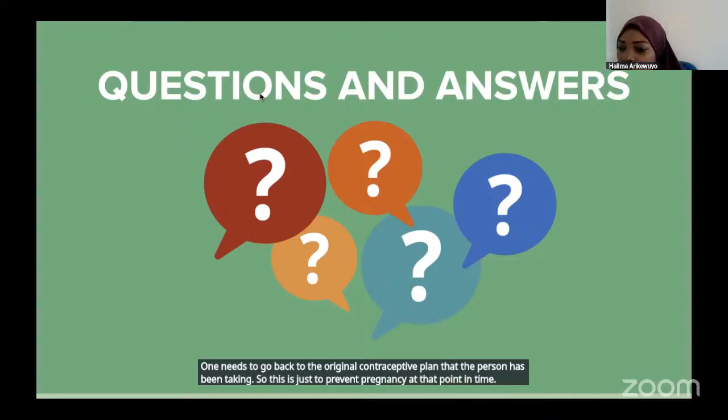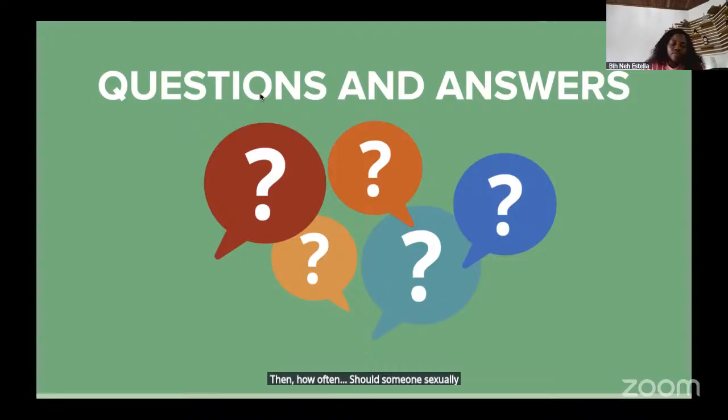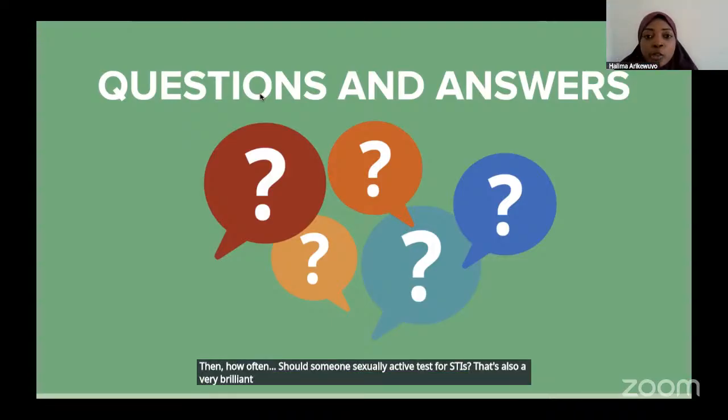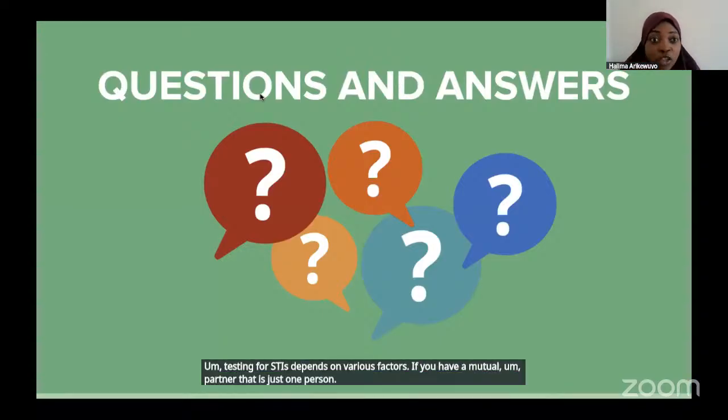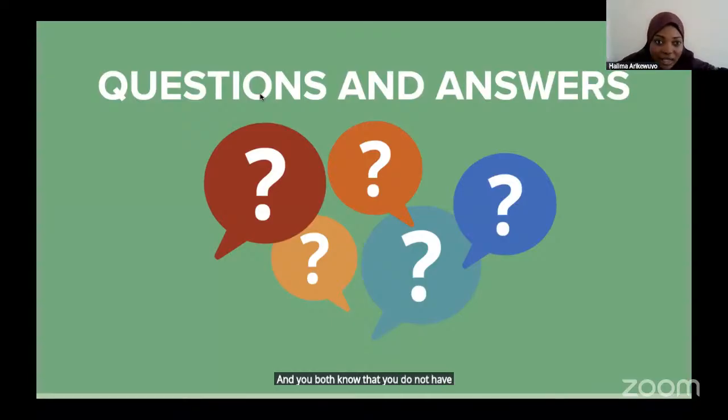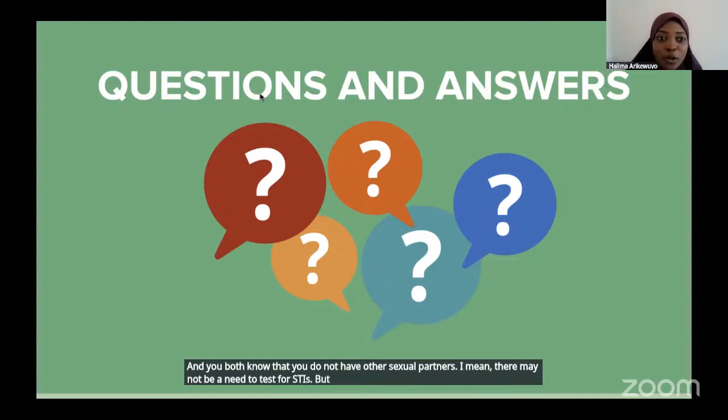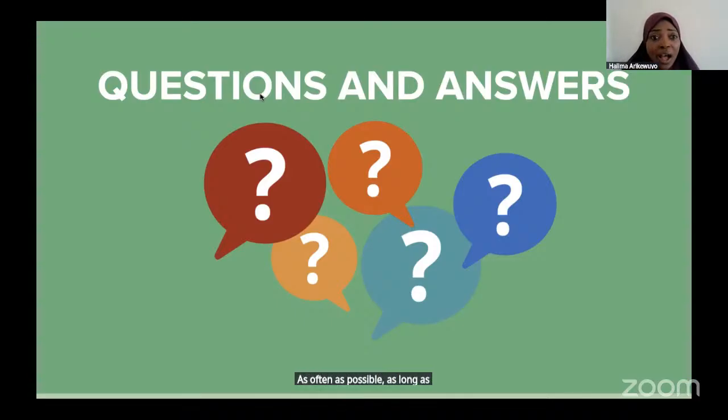Then how often should someone sexually active test for STIs? That's also a very brilliant question. So testing for STIs depends on various factors. If you have a mutual partner that is just one person, and you both know that you do not have other sexual partners, there may not be a need to test for STIs. But again, if you do not know this person and you do not know that this person has other sexual partners, as often as possible, as long as you are exposed sexually and you think you need to get tested, your intuition is key here.